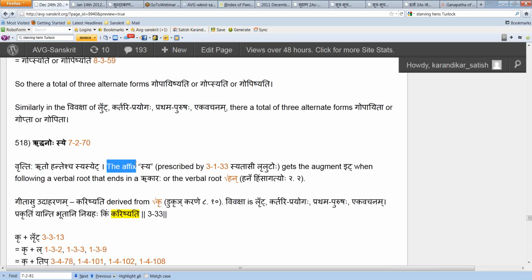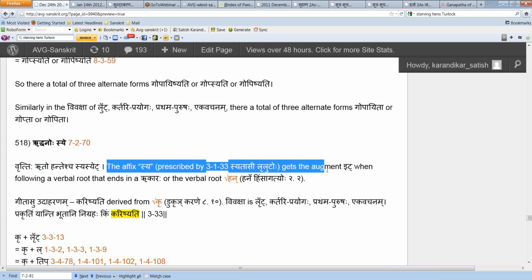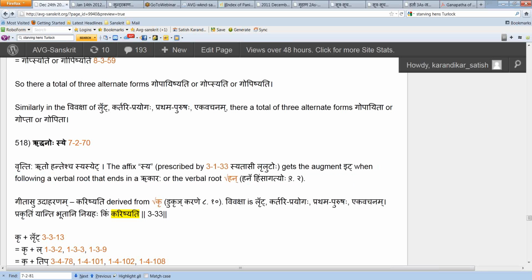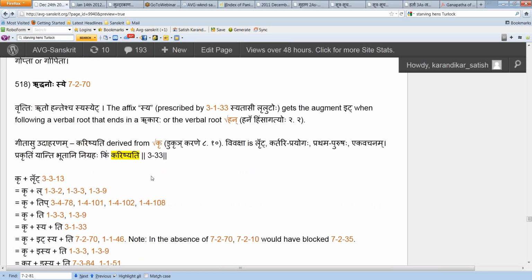So the affix sya, which is of course prescribed by sya tAsi lRlutoh, gets the augment iT when following a verbal root that ends in rikara or the verbal root han, hana himsAgatyoh, in the adAdigana. Adadigana is the second root in adAdigana. So take a quick example, a very famous shloka of the Gita: prakritim yAnti bhUtAni nigrahaH kim karishyati, chapter 3 of the Gita. In fact, 3.3.3 of the Gita, how about that? How about that for a little trivia for you? Because 3.3.3 starts the section on bhavishyati in the Ashtadhyayi.